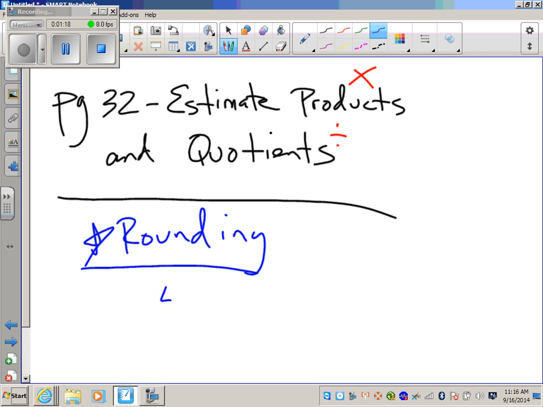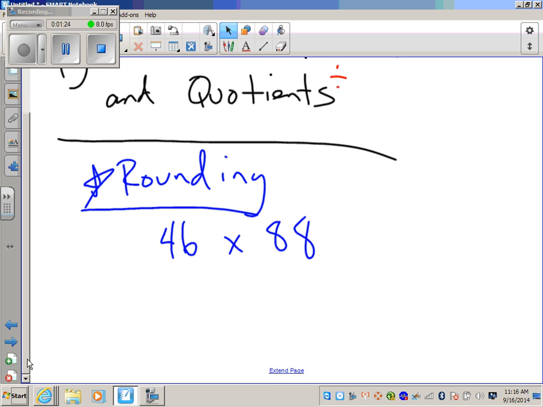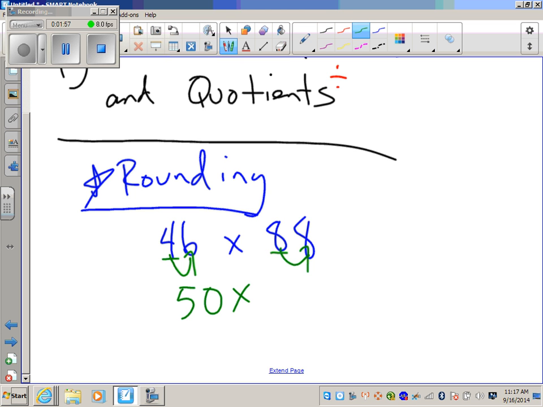For example, if we were to have 46 times 88, and I wanted you to estimate that particular problem by rounding, we would first of all take a look at what it is that we have. Both of these numbers extend to your tens place. So it'd probably be a good idea for us to round both of those to the nearest 10. 46 would round to what value? 88 would round to 90.